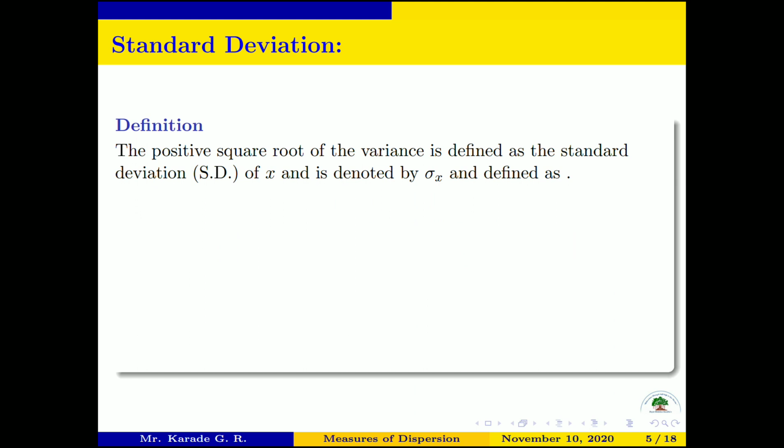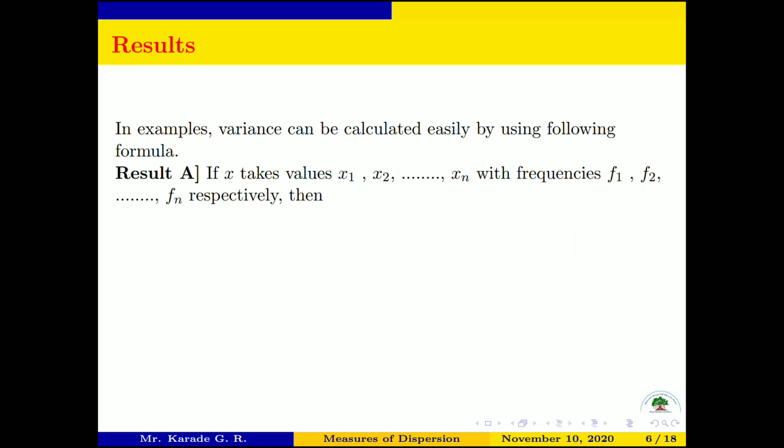The standard deviation, the positive square root of variance, is denoted by sigma x and is defined as sigma x equal to square root of summation fi (xi minus x bar) square, i runs from 1 to n, divided by summation fi, i equal to 1 to n. All these formulae we have seen in the last lecture. Similarly, we have seen some results.